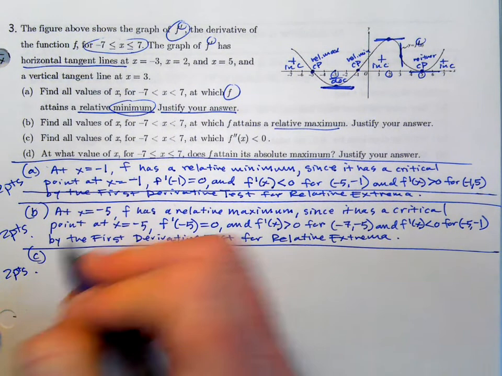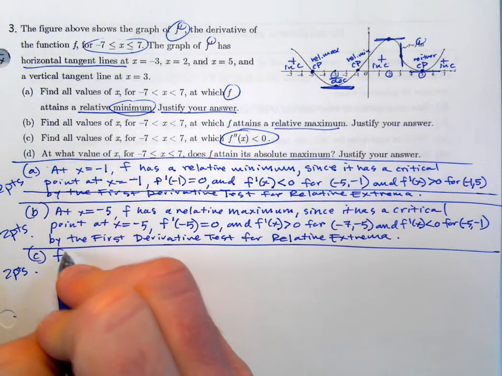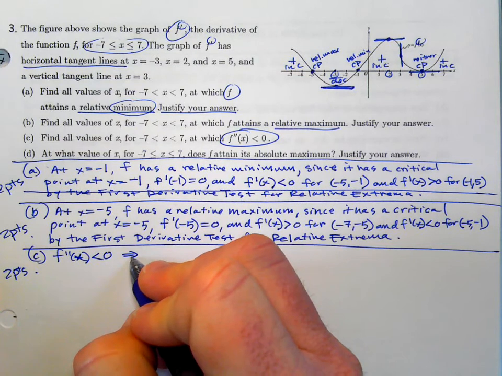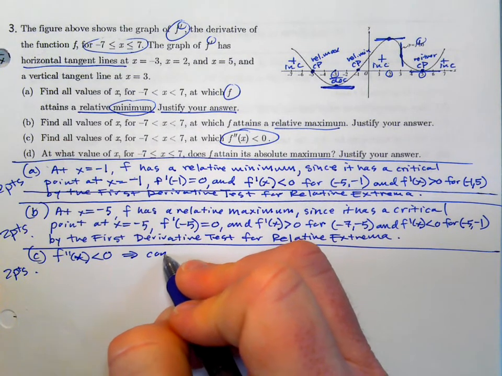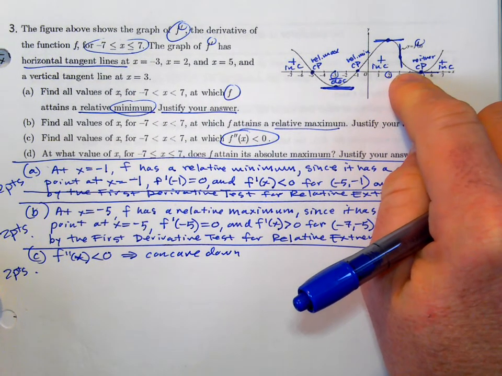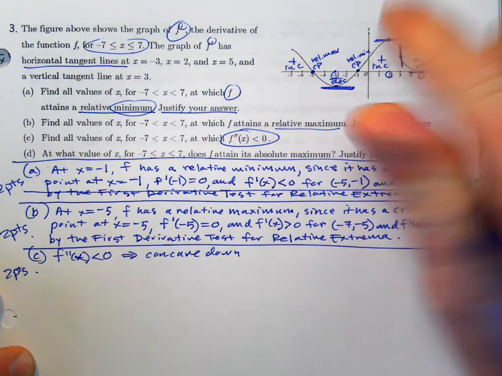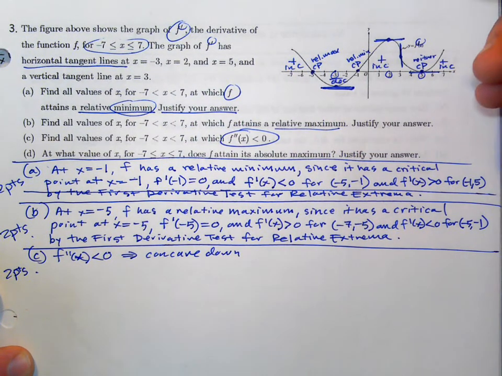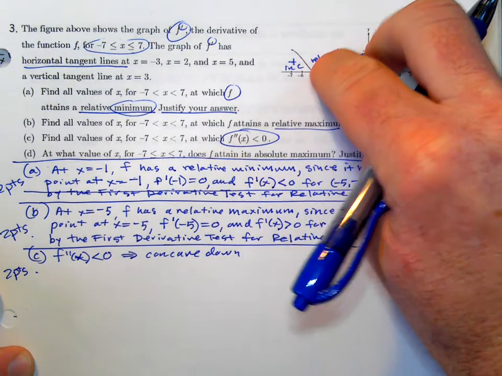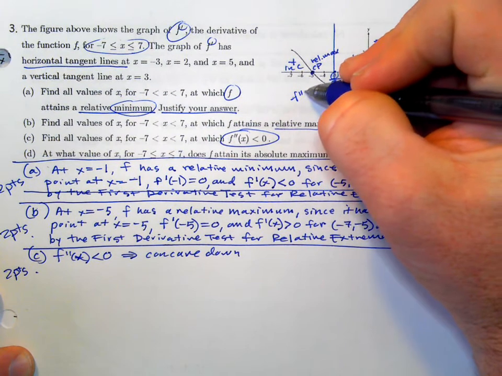Part C says find all the values of x where the second derivative is negative. So we're looking for where the second derivative is negative, which also corresponds to when it is concave down. Now, not where this graph is concave down, where the original graph is concave down. I don't know if you guys remember, we can identify concavity of the original function from the graph of the derivative. The concavity comes in the second derivative. The second derivative is the derivative of the first derivative, which we have a graph of here. It's the slope of the slopes. So here, f double prime is negative, concave down.